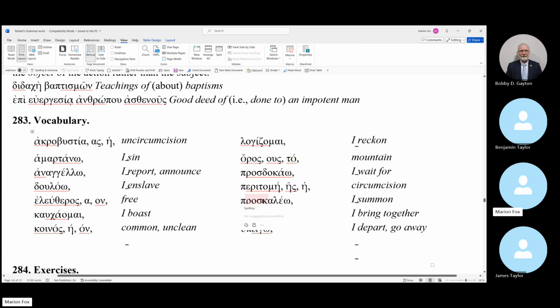Proskaleo, I summon. Kaleo is to call and pros is toward. So proskaleo, I summon. Sunago, I bring together. Ago is to lead or bring, and sun is with. Hupago, that's hupo and ago. Ago is I lead also, and that's lead away or go away.